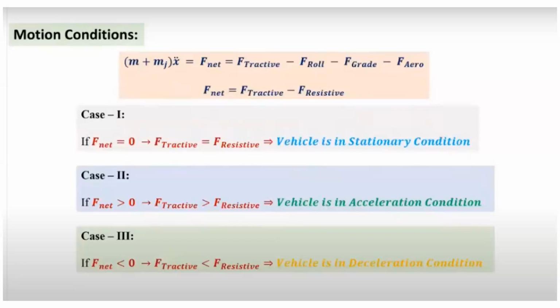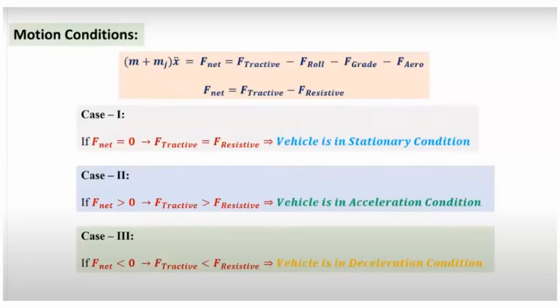So when the net force is greater than 0, obviously our tractive force is higher and resistive force is lower. So when the tractive force is higher, our vehicle is in the acceleration condition and it is moving. Now, when we talk about case 3, when the net force is less than 0, that means our tractive force is less in value when we compare it with the resistive force. So in this case, the vehicle will be in the deceleration condition.